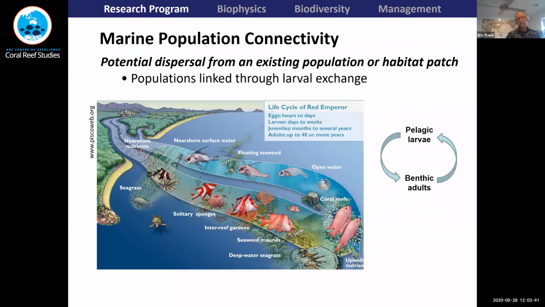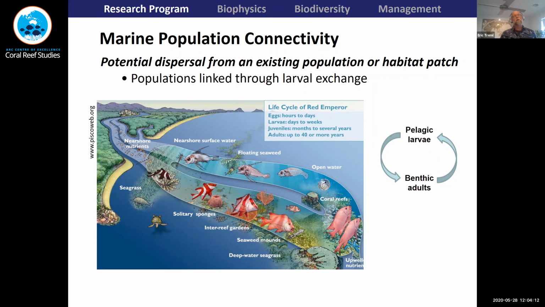Whenever I start a presentation like this, I find it important to define connectivity. It's one of those words I love and hate. You ask 10 people for their definition of connectivity, and you'll often come up with 10 different definitions. So when I think about connectivity, I think about the potential dispersal of marine organisms among habitat patches. As you all well know, that incorporates the benthic adult stage, where spawning occurs, and the pelagic larval stage.